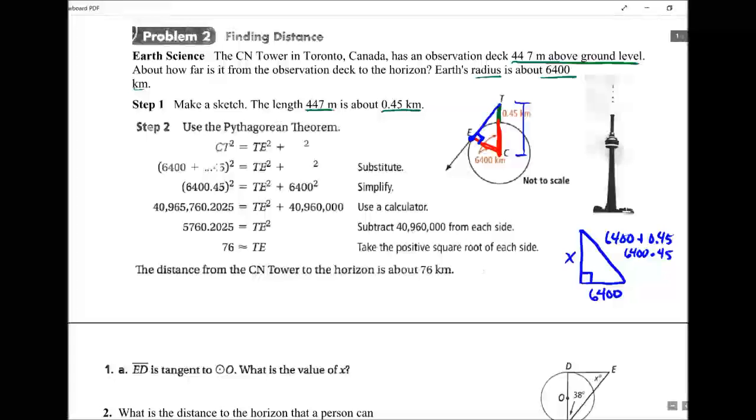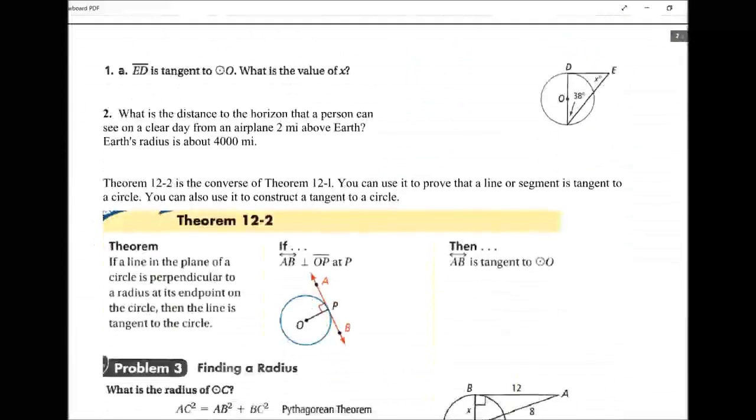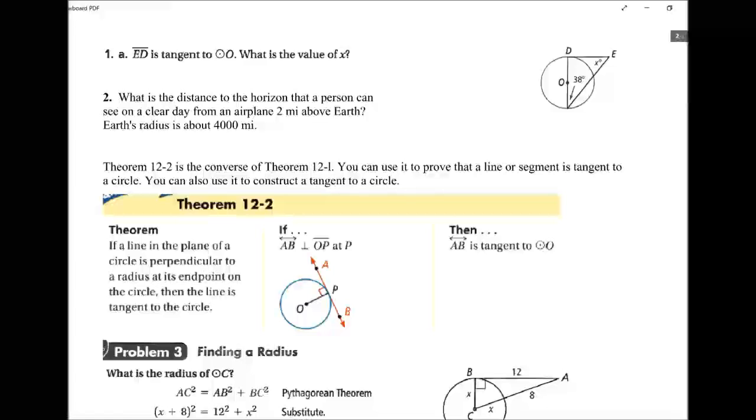And we put that into our Pythagorean theorem. That's pretty common for us now, and we seem to be missing a couple of spots. So the length of CT, length of TE, so that means this is CE and CE. And we simply plug in and we get that from the tower to the horizon is about 76 kilometers. You can see pretty far. All right, now pause the video and go ahead and do this example.